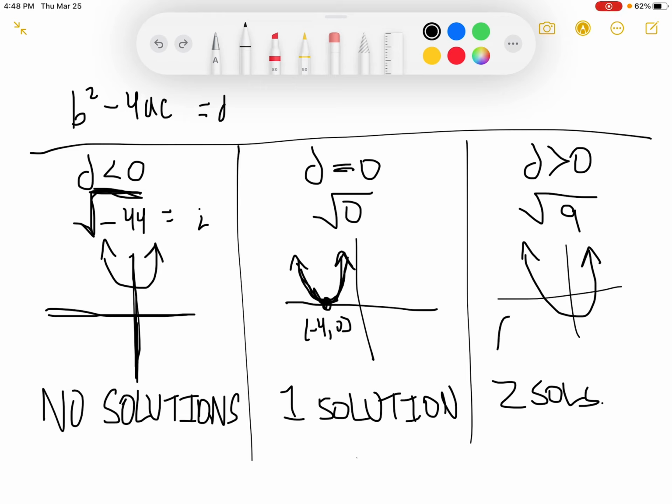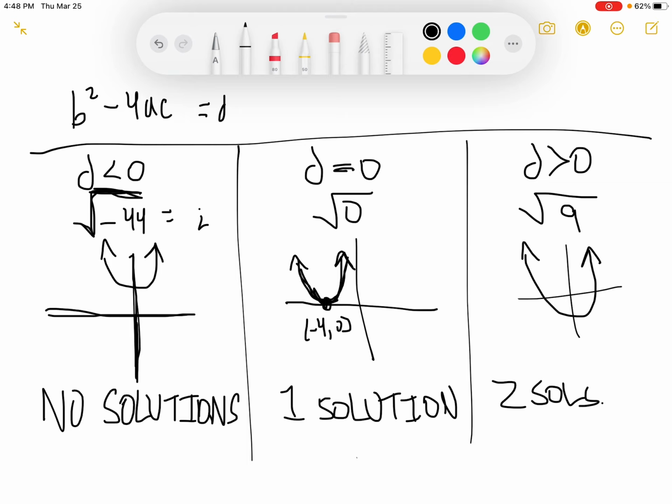Of course these could be upside down, and that would just depend on whether the a was negative or positive, which we'll talk about in lesson 13, sorry, 13. So we're on 9 right now.